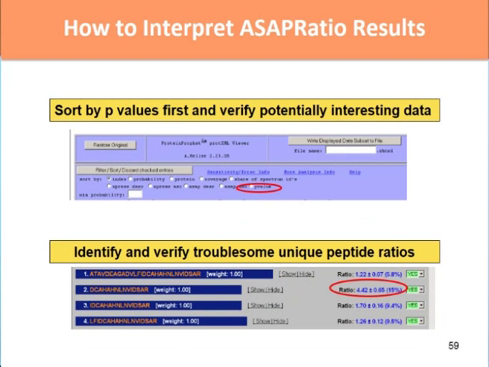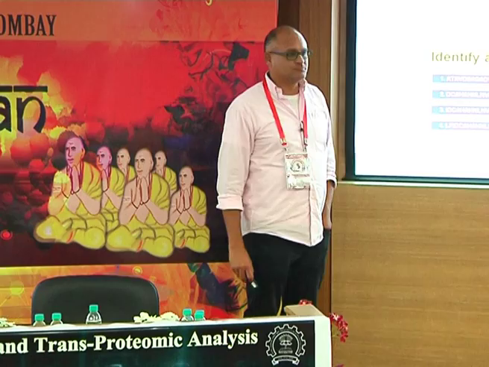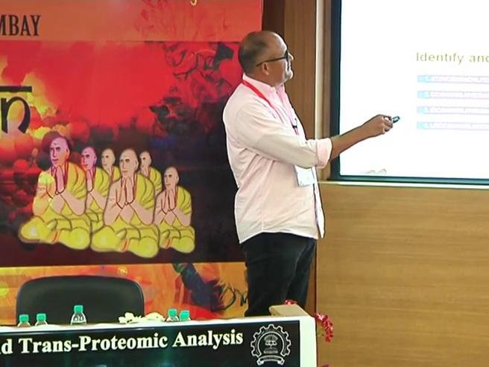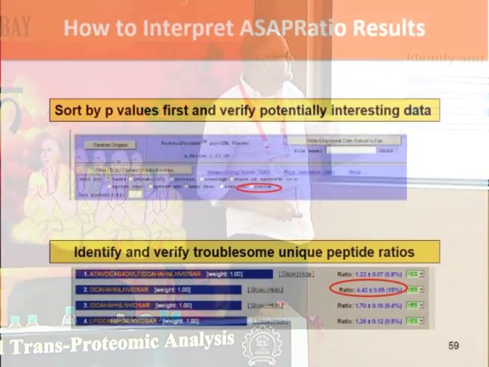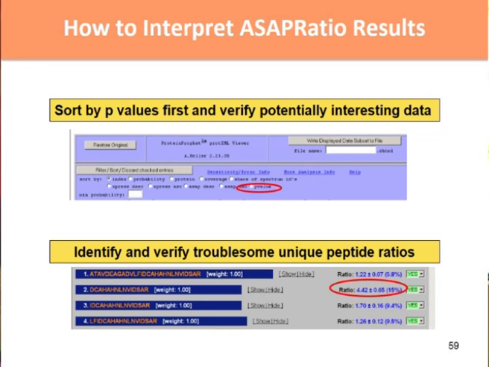So how to interpret results? Probably the easiest thing to do: if you have thousands of proteins, you're not going to go through each one of them, unless you have a lot of time or a lot of money for postdocs to do this for you. So the recommendation is that you sort by the p-value. If you sort by that number, you will get those ratios that are the most significant, either up or down. That gives you the potentially interesting data, but that's not enough.